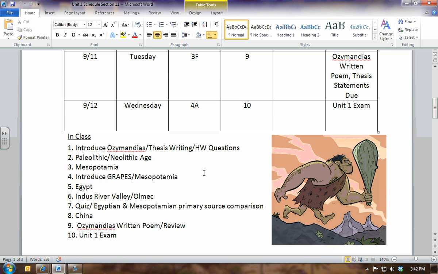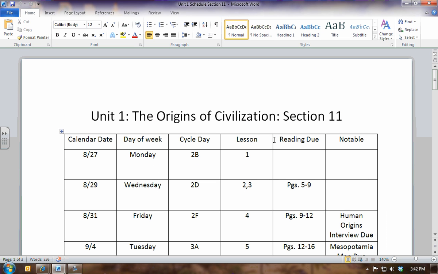So you go down here and say you miss class, well, you miss these 2 lessons, 2 and 3, Paleolithic, Neolithic age, and then Mesopotamia. Reading due, if something's due, that means by the time you get to class on a particular day, for instance, you needed to have read already out of your textbook pages 5 through 9.